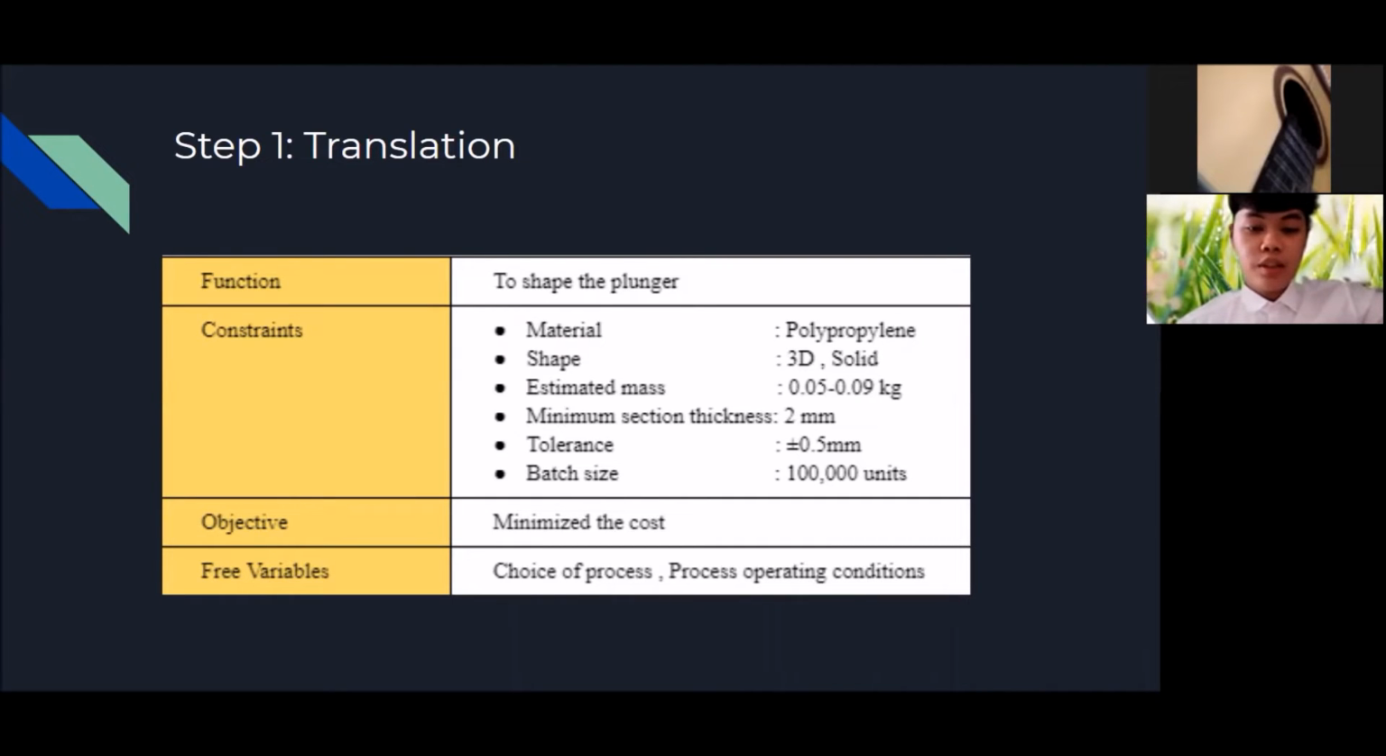For the function, we need to shape the plunger. For the part constraint, the material that we chose is polypropylene and the shape is 3D and solid. Mass range is around 0.05 until 0.09 kg. Section thickness is 2 mm, while the tolerance is plus minus 0.5 mm. And the batch size will be 100,000 units. The objective is to minimize the cost. Lastly, the free variables will be the choice of process and the process operating conditions.